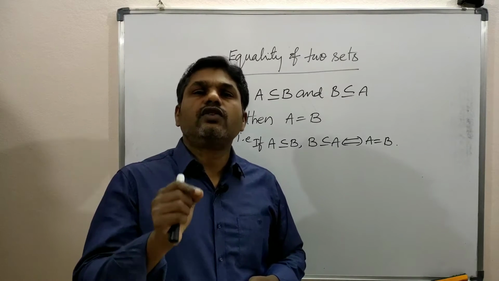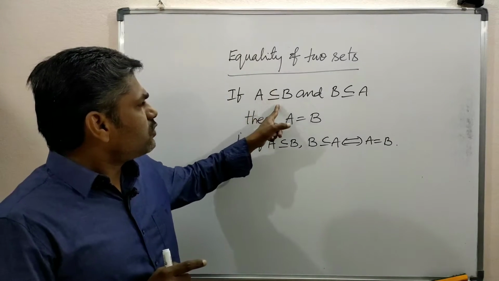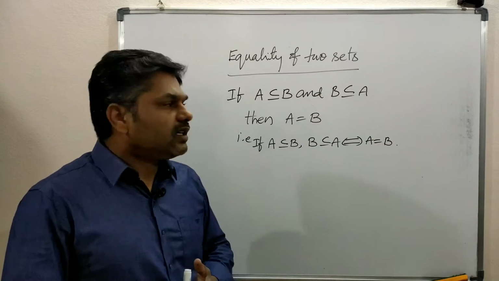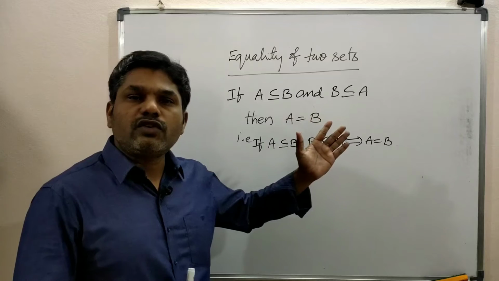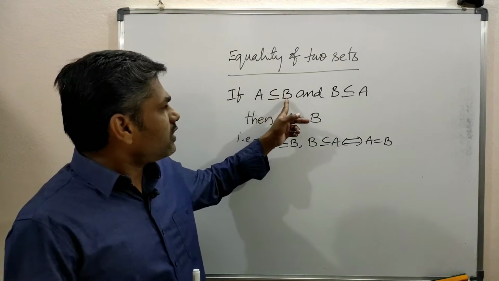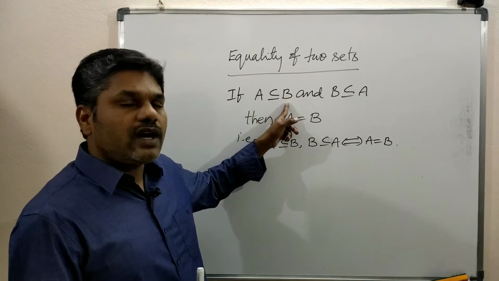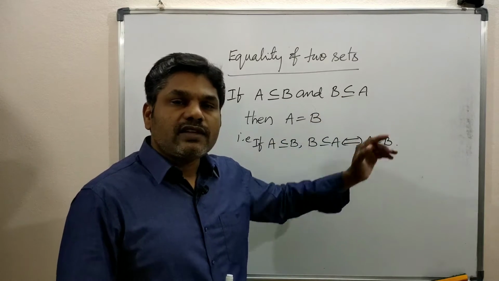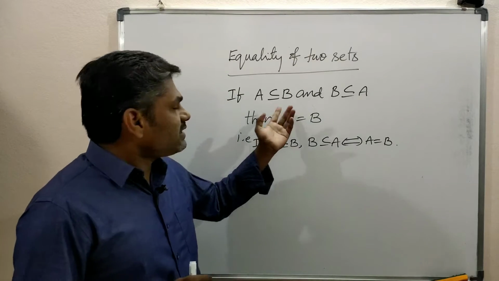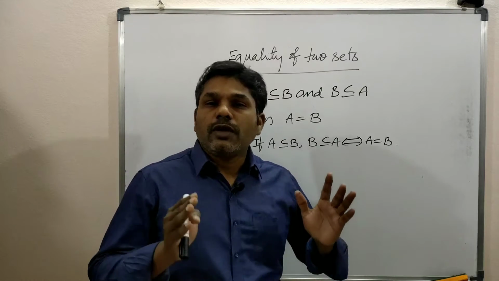If you take two sets A and B, and if A is subset or equals to B and B is subset or equals to A, then automatically the first set A will become equal to the second set. Say I am writing A is subset or equal to B. That means when A is subset to B and B is subset to A, then A will become equal to B. And also when A is equals to B, automatically A is subset or equal to B and B is subset or equal to A.